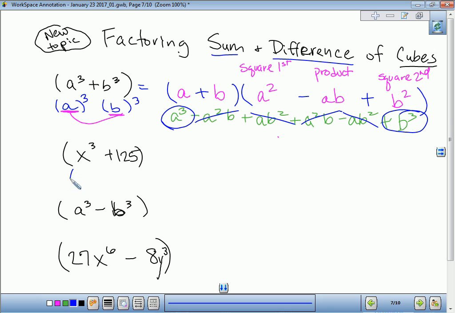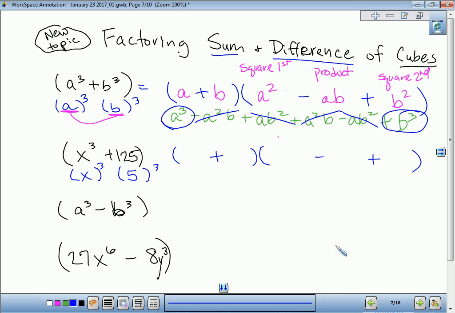All right. So, on this one, first of all, this only works if we have a sum of cubes. So we have to figure out, is this first term a perfect cube? Yes, it's just x being cubed. Is the second term a perfect cube? So what is being cubed here? 5. All right, so I always start with my signs. This is a sum, so it goes plus, minus, plus.